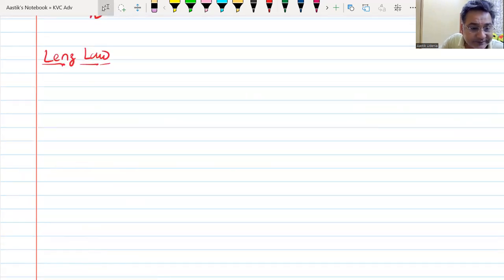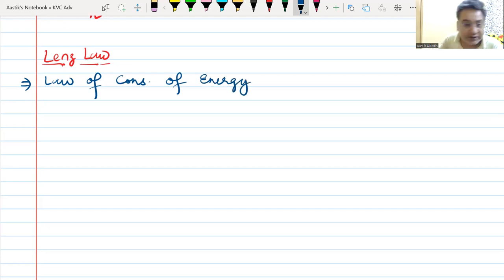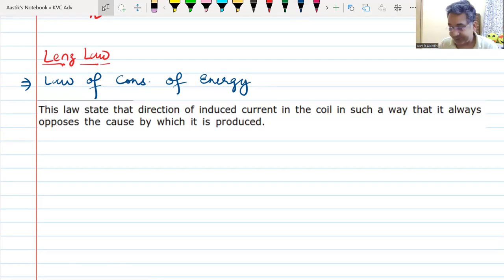What is Lenz law? What does this Lenz law state? This law is based on the concept of the law of conservation of energy. Energy cannot be created, energy cannot be destroyed. It can only be transformed from one form to other. So what does this law state? This law states that the direction of induced EMF or the direction of induced current would be such that it always opposes the cause which produces it. It will always try to oppose the cause which produces it.